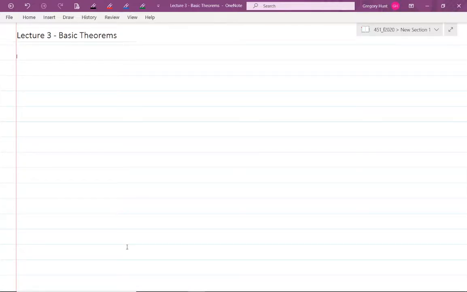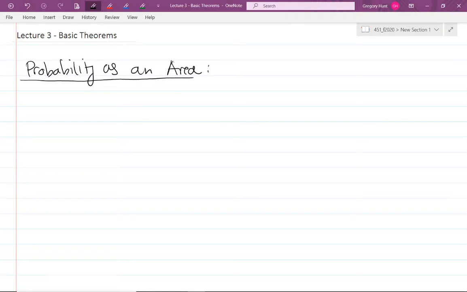So the lecture today is going to mostly focus on some of the basic theorems of probability functions. But before we start talking about those basic theorems, there are two comments I want to make based on the material we talked about last time. The first comment is about probability as an area. And this is a really, really useful way of thinking about many of these simple probability problems.